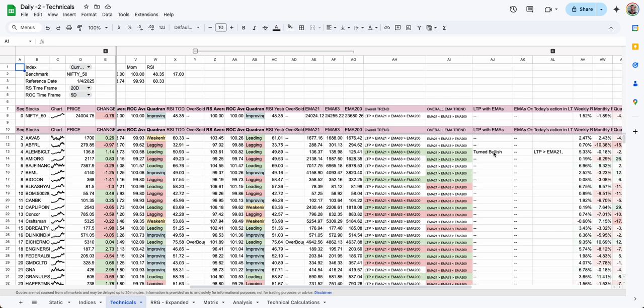And I also have this indicator in here which tells me when the stocks turn bullish. For example, in this particular case, Alembic, if you look at Alembic, its last trading price went above EMA 21 in yesterday's market, and therefore it has turned bullish. Previously, it wasn't bullish. Now, because LTP crossed over EMA 21, it has now turned bullish.